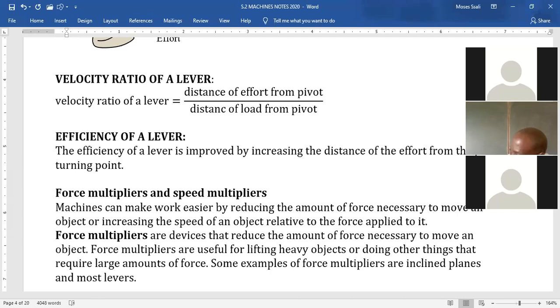If you're very light, you have to add more weight to your side so that she goes up. But how do you add more weight to yourself? You sit with someone else. So you gather the whole family, the siblings, and they sit on one side. The heavier person sits closer to the pivot, and then the lighter person sits further away.